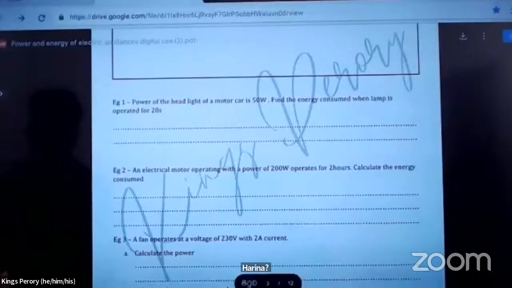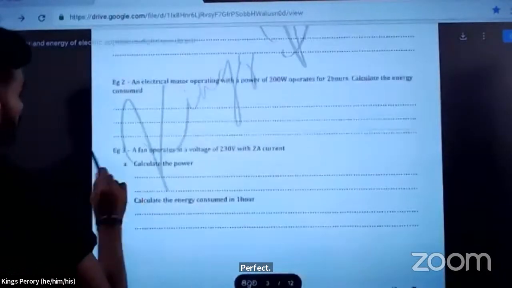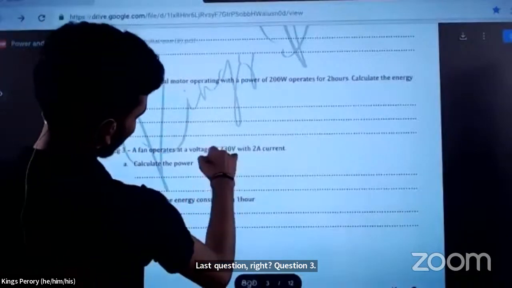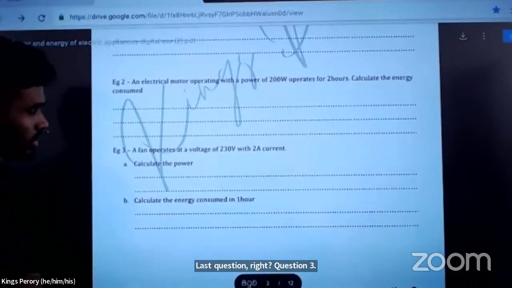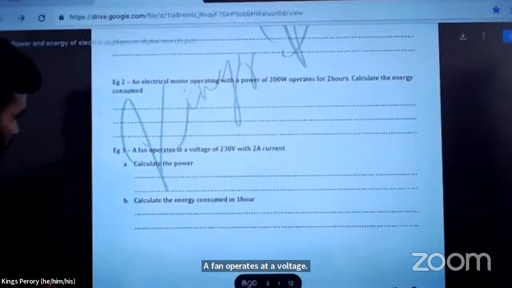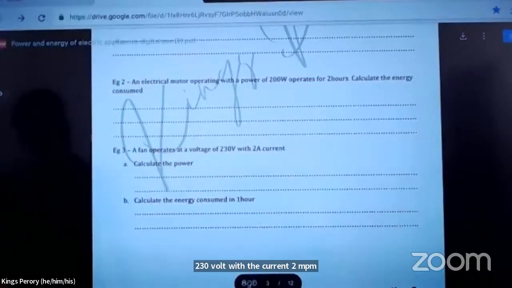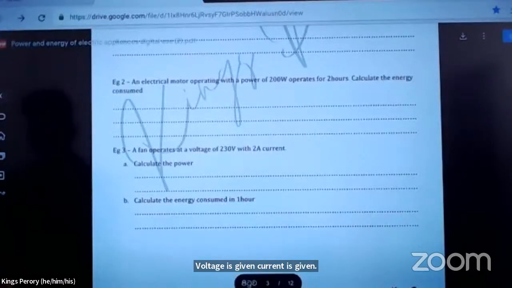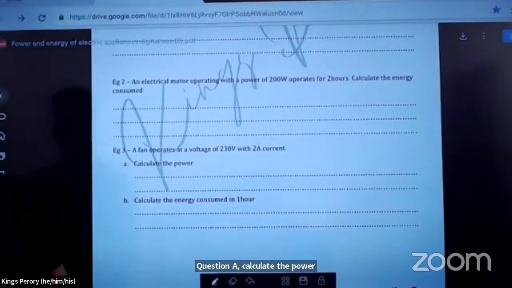Perfect. Last question. Question 3. A fan operates at a voltage 230 volt with a current 2 ampere. Voltage is given, current is given. Question A, calculate the power. They are asking the power.